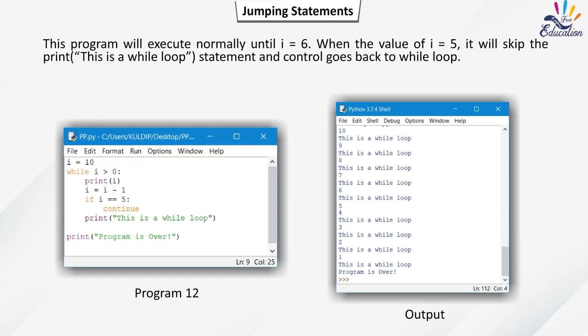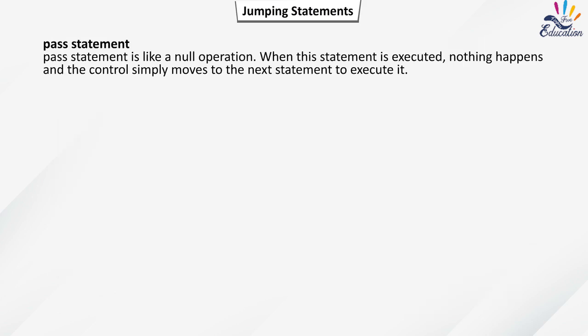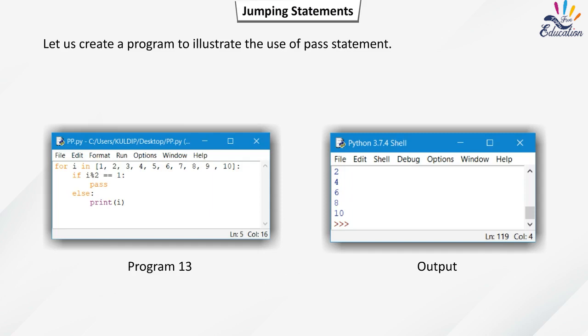This program will execute normally until i is equal to 6. When the value of i is equal to 5, it will skip the print. This is a while loop statement and control goes back to while loop. Pass statement. Pass statement is like a null operation. When this statement is executed, nothing happens and the control simply moves to the next statement to execute it. Let us create a program to illustrate the use of pass statement.